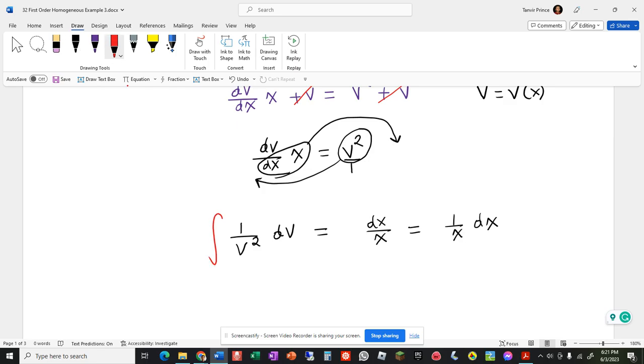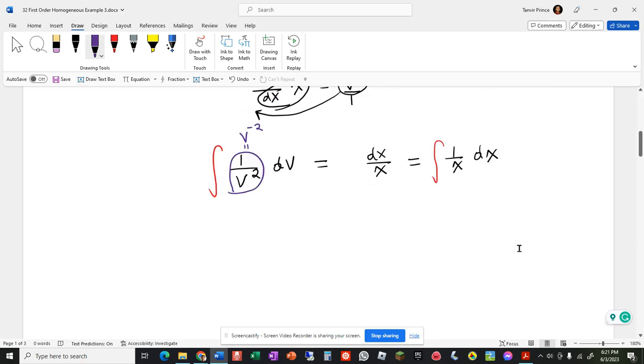Taking integral of both sides. Don't forget this 1 over v square is actually v to the power negative 2, right? So don't forget that. Let's take the integral. So it is v to the power n plus 1, remember the formula, over n plus 1, plus c, but we're going to add c at the end on the right hand side, equal to the integral of 1 over x, which is ln of x plus c.